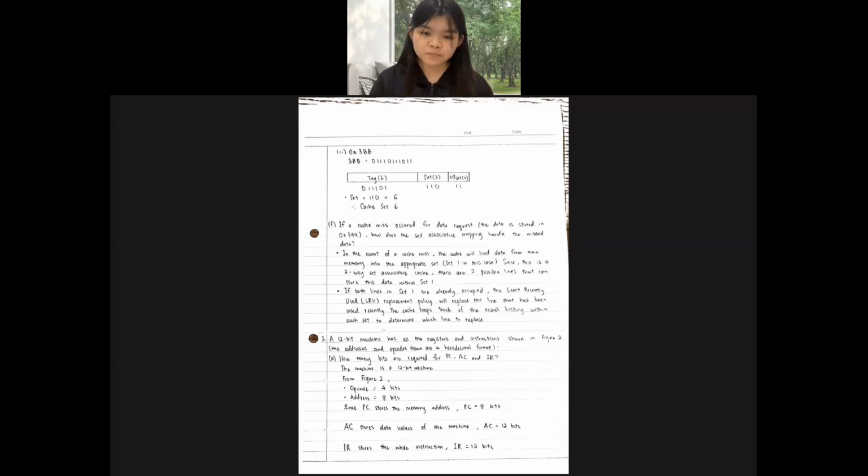For question 3A, how many bits are required for PC, AC, and IR? Since the machine is a 12-bit machine, from figure 2 we know that the opcode is 4 bits and the address is 8 bits. Since the PC stores the memory address, the PC is 8 bits, and the AC and IR both store data and instructions, so AC and IR are 12 bits.